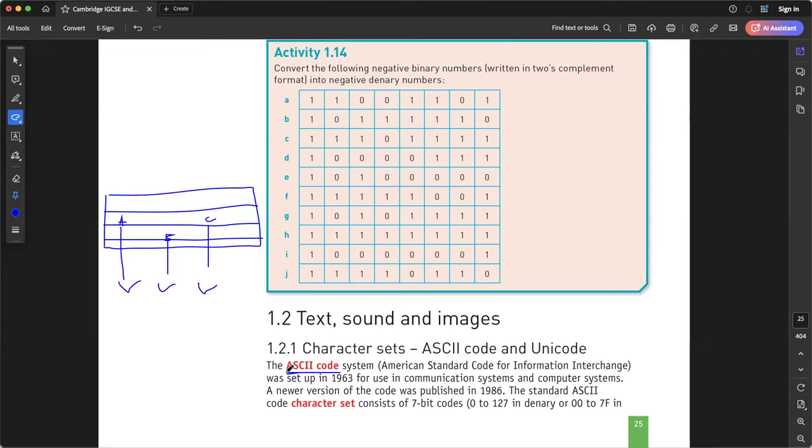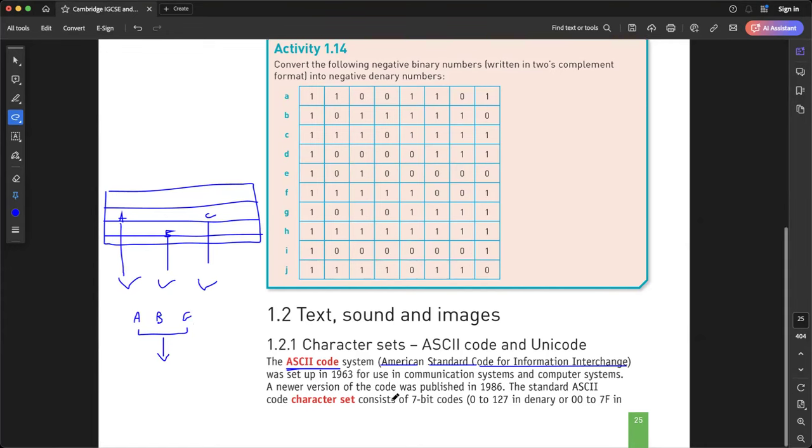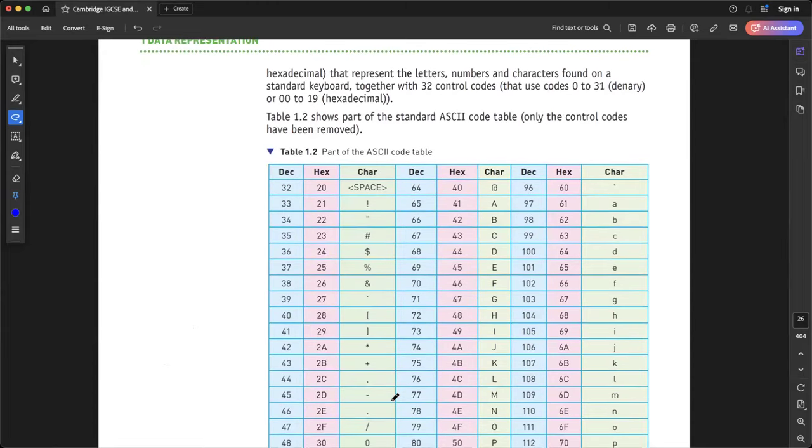ASCII. So what is the full form of ASCII? American Standard Code for Information Interchange. Interchange means converting. So whatever we type in the computer, like A, B, and C, is first translated into ASCII, and then the computer is able to understand. So ASCII is American Standard Code for Information Interchange. It is represented in a form like this.